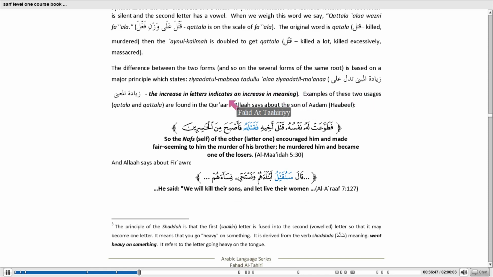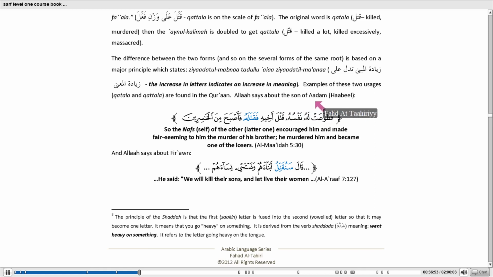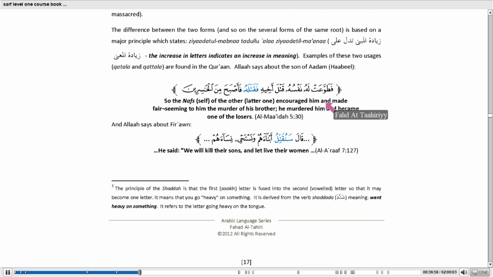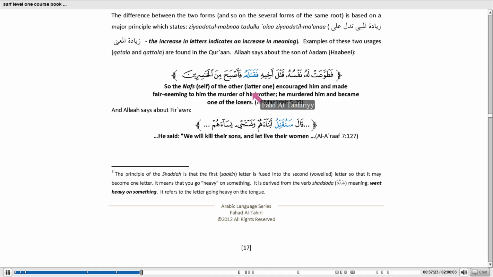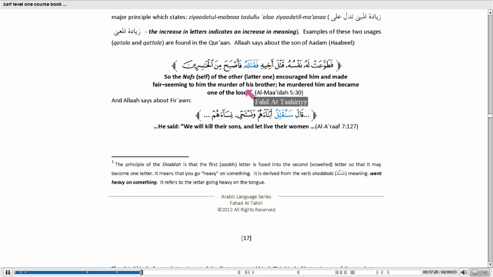So examples of those two usages, قتل and قتّل, are found in the Quran. Allah the Exalted says about the son of Adam, Habil, فطوعت له نفسه قتل أخيه فقتله فأصبح من الخاسرين. So he killed his brother. قتله, killed. Killing can only happen once. Clear?